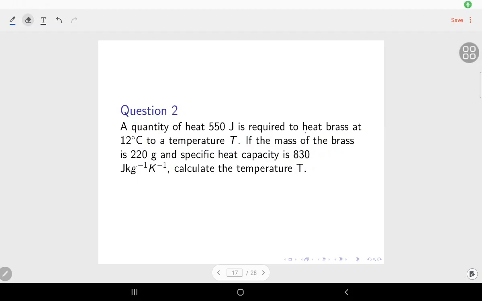Hi, students. Let's look at the second question I was talking about. A quantity of heat, 550 joules, is required to heat brass at 12 degrees Celsius to a temperature T. Take note of this question.